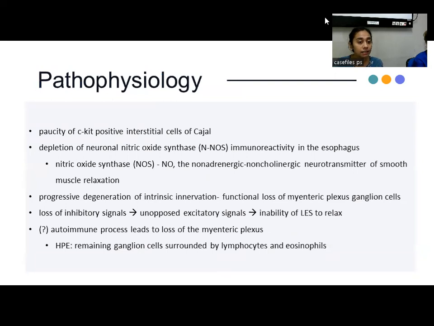The pathophysiology lies in the paucity of c-KIT positive interstitial cells of Cajal and depletion of neuronal nitric oxide synthase immunoreactivity in the esophagus.